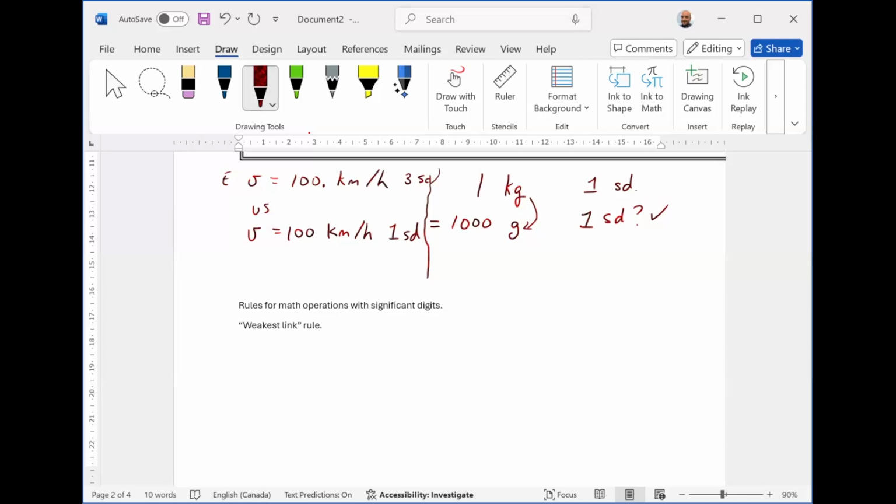And what this means is, in other words, when performing operations involving multiplication and/or division, we round our answer to the measured value with the fewest significant digits.